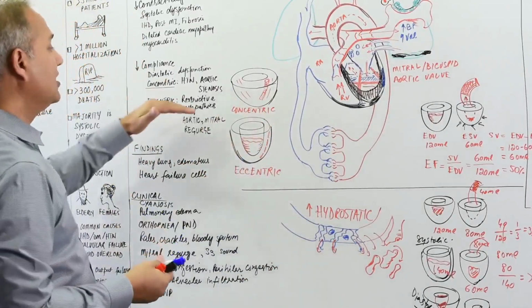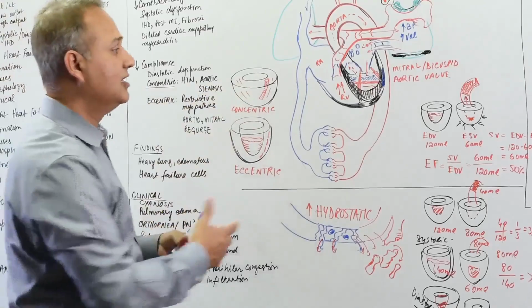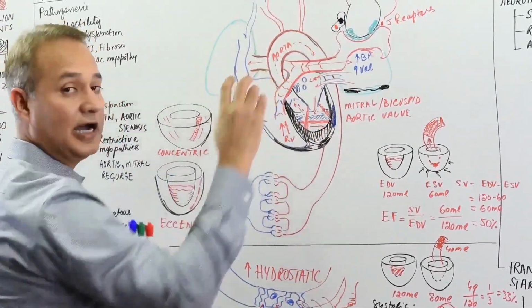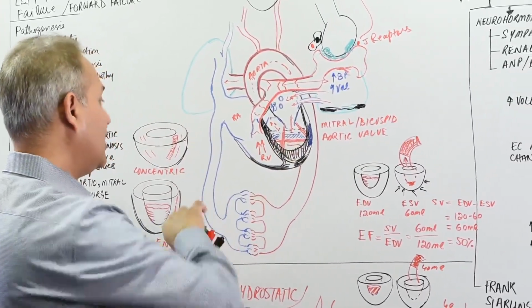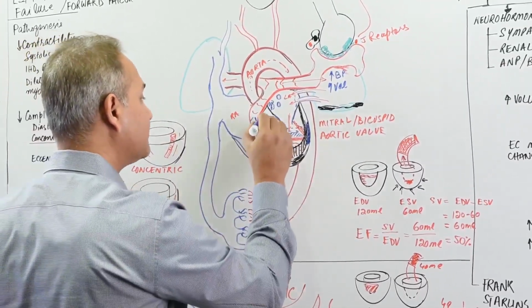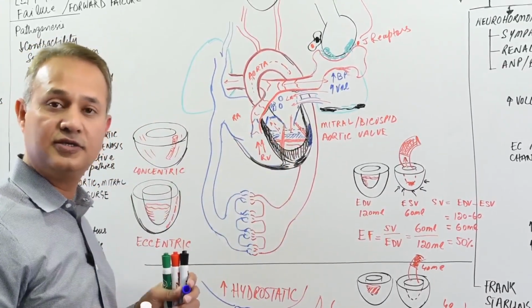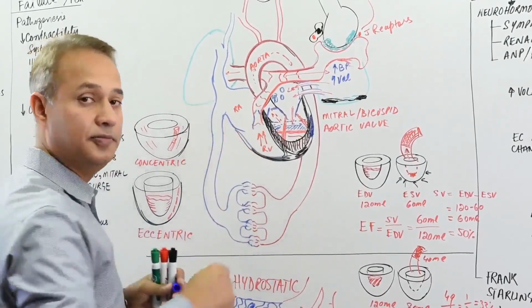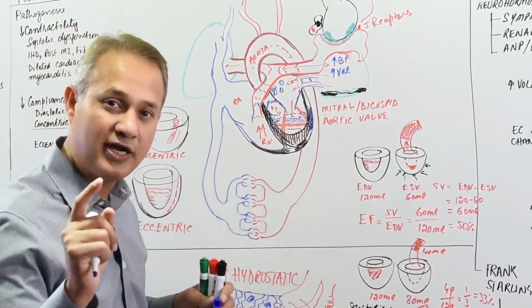So now let's see, what causes this hypertrophy? Look, guys, think about it. You increase the afterload, hypertension, that would cause hypertrophy. Aortic stenosis would cause hypertrophy, because now the heart is pumping against the stenosed valve.